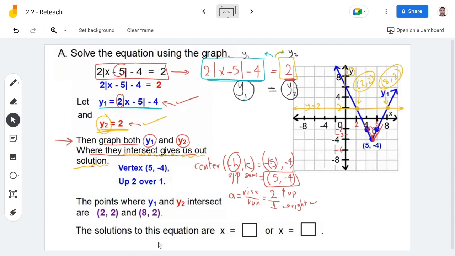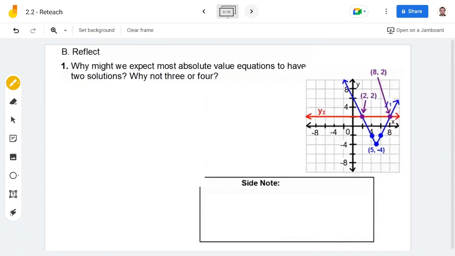The solutions to this equation are x equals what? x equals 2 or x equals what? x equals 8. Why x equals 2 and x equals 8? Because we know this is x, this is y. So as you can see here, the first x, my answer is 2, and the second x, my answer is 8. Now let's continue.